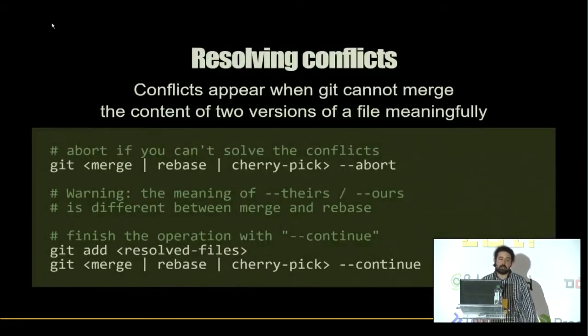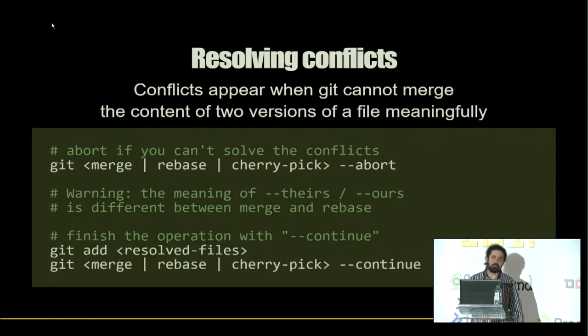A couple words about resolving conflicts. Conflicts appear when Git cannot meaningfully merge the contents of two versions of your file. Whenever you're doing a merge, a rebase, a cherry-pick, a revert, a lot of operations accept the --abort option. That would cancel the operation you're currently doing, and it would bring back the same state of the repository that you originally started from.